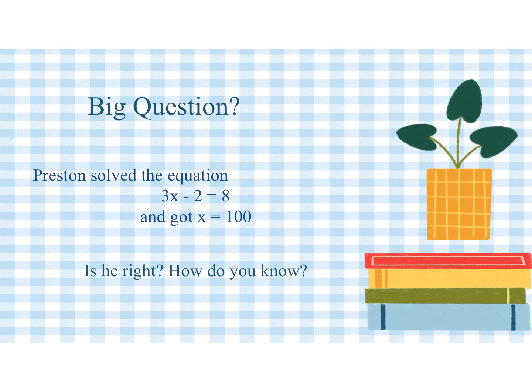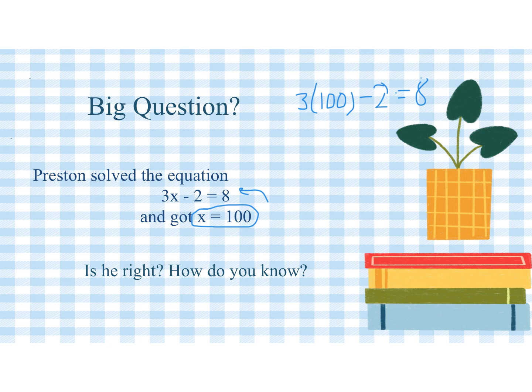So hopefully you had a moment to give this some thought. What I hope you came back with was, if x was 100 according to Preston, that would mean that when we substituted x back into the original equation, we would get two sides that would equal each other. For instance, we would have 3 and then parentheses 100 minus 2, and that would be equal to 8.